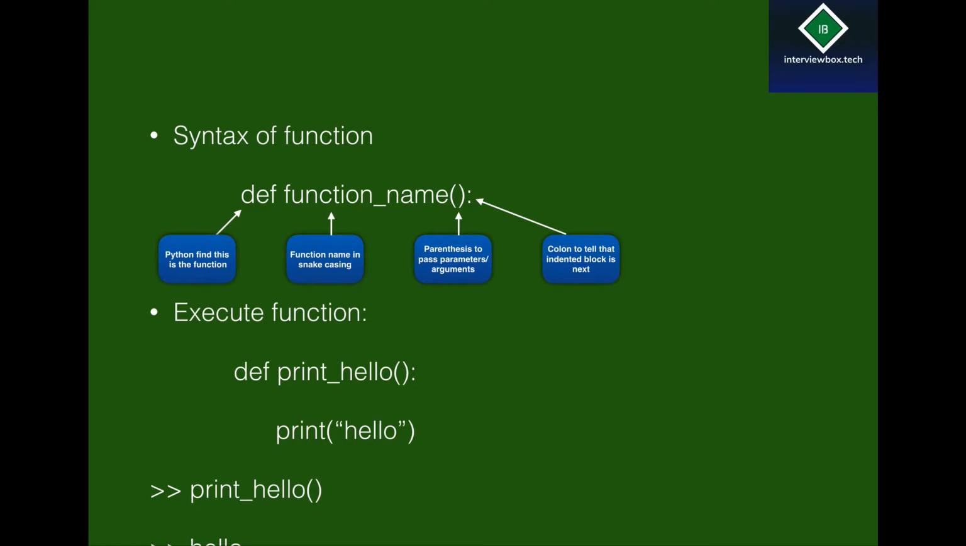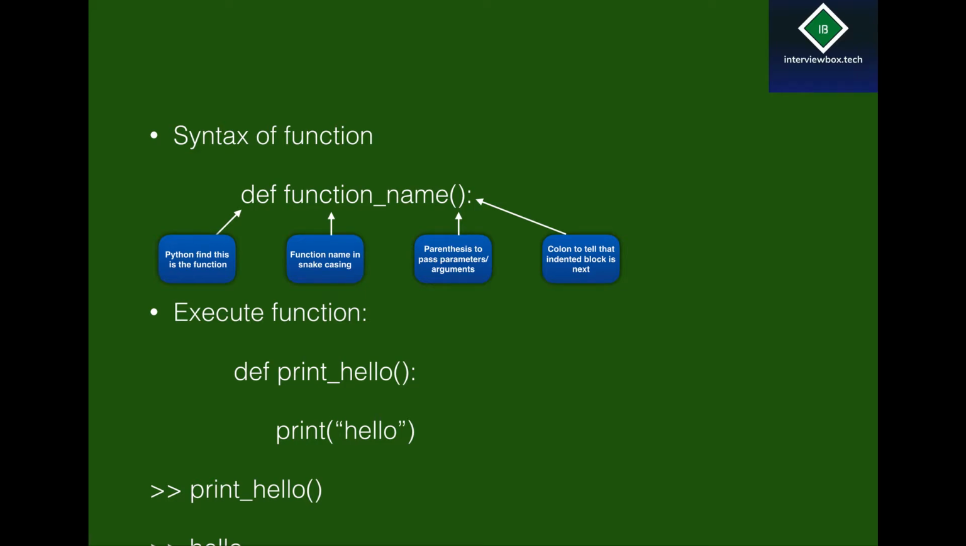For example, when I come to object oriented programming, where I will use classes, a class is defined with camel casing, where the first letter of every word is capitalized. So I will explain that when we come to the object oriented programming tutorial.